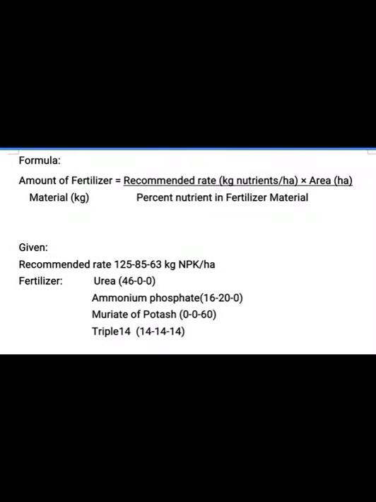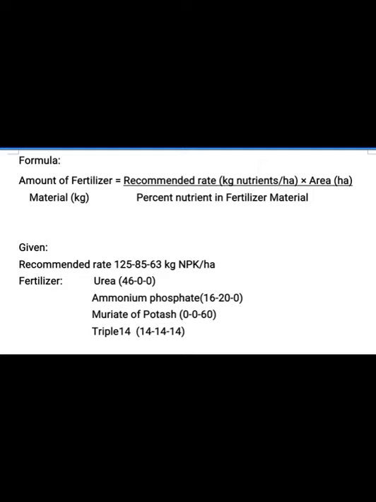To answer the question, how much will the farmers spend for those fertilizers that you recommend, I'm going to use this formula. Amount of fertilizer material in kilograms equals recommended rate in kilogram nutrients per hectare times area in hectares over percent nutrient in fertilizer material.